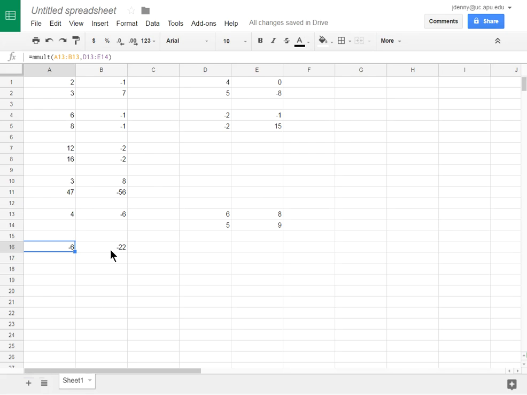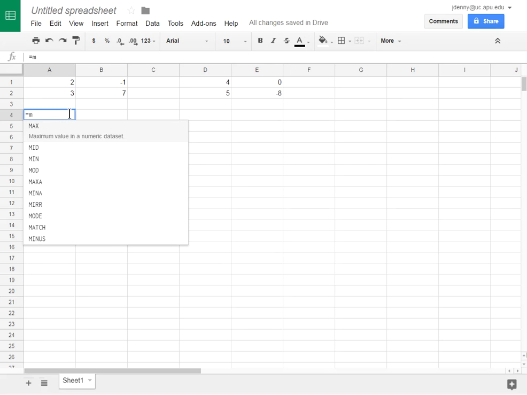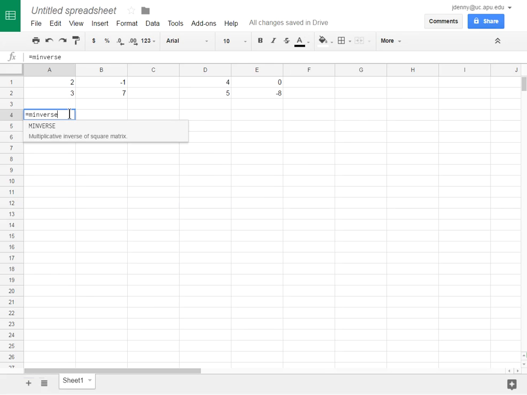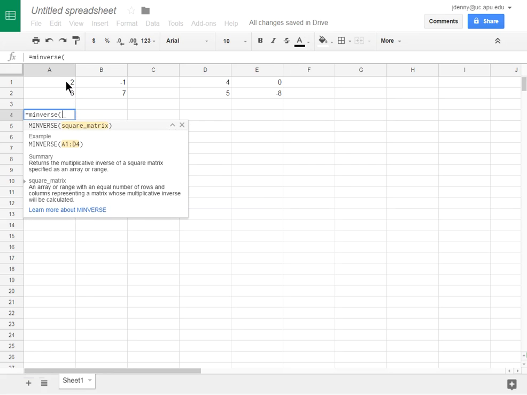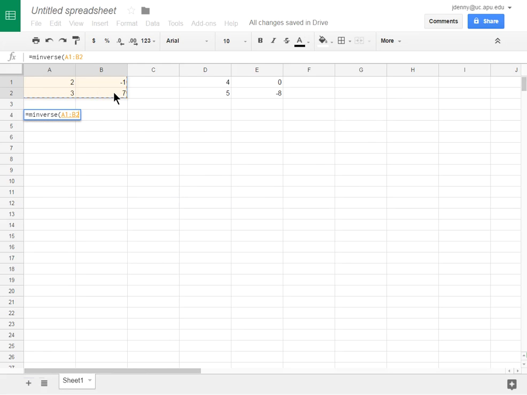The next thing I want to show you is there's a very powerful tool in here, the inverse function. And it will give you the inverse of any one of these matrices. I'm going to go ahead and delete some of this. Let's suppose I want to find the inverse of this first matrix up here. So that's going to equal, you guessed it, M for matrix, inverse, open parenthesis, and all you do is highlight the matrix that you want to find the inverse of. And close parenthesis, press enter, and there's our inverse.